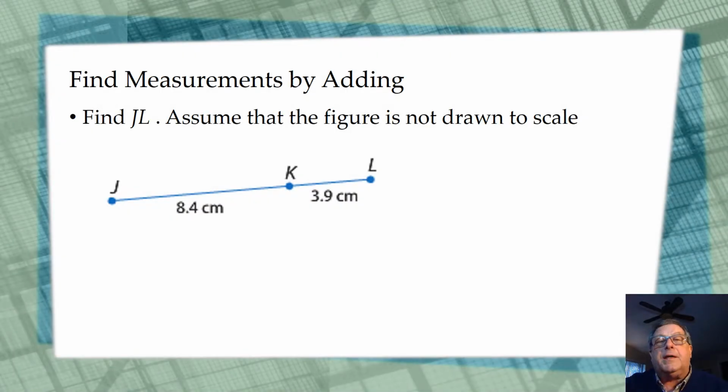All right, well, now we get to do one of my favorite things, which is mix a little bit of algebra in with our geometry. So let's see, it says find the measurements by adding. And we're to find the measurement of JL, and then we're given a little bit of a warning. Assume that the figure is not drawn to scale, which brings up this point.